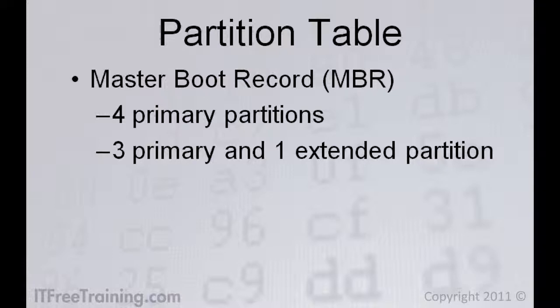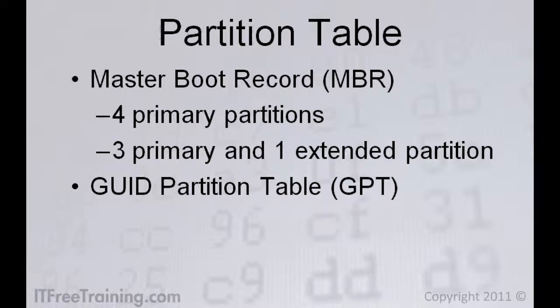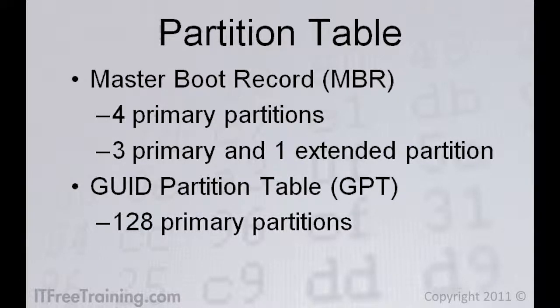to 26. In the real world, unless you need more than 4 volumes on one hard disk, which is unlikely, I would not worry too much about primary and extended partitions. These partition schemes go back to the MS-DOS days. If you create the new style of partition table called GUID Partition Table, or GPT, you can create 128 primary partitions.